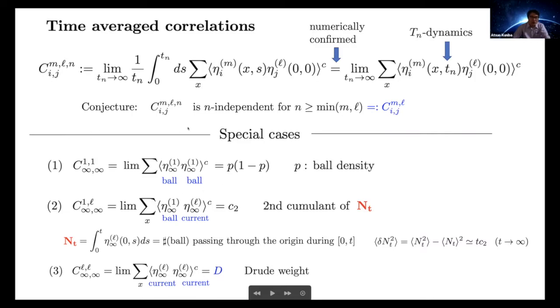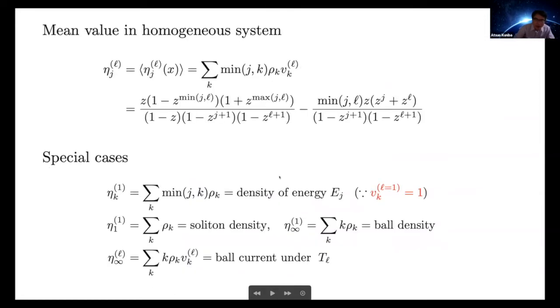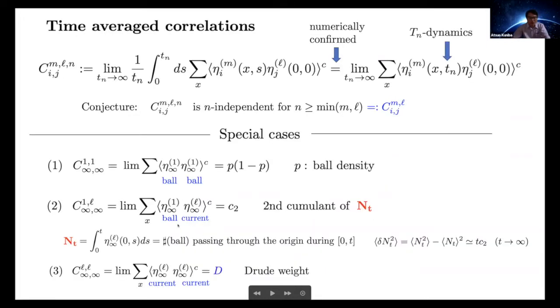So if I specialize m and L to 1, then this reduces to this quantity. And because, as I mentioned, this is a ball correlation, it's nothing but this. And if I take another one of the indices to capital L, then I have a ball current correlation. So I'm using the previous page's identification. So yeah, I use this. So this is a ball and current correlation.